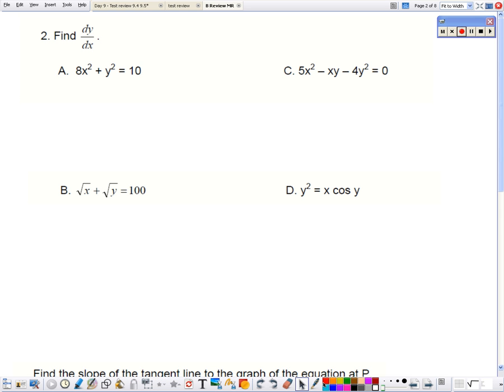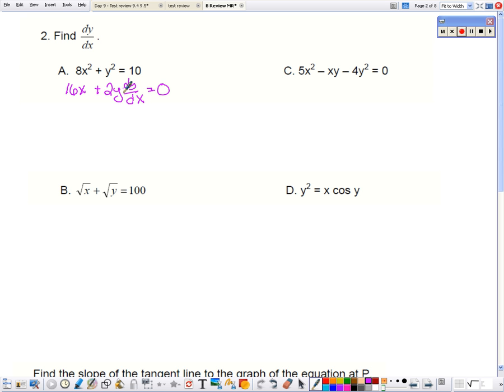Okay, so for implicit differentiation, we're going to find the derivative of y with respect to x. So anything that has the x, we differentiate like normal. I'm going to differentiate y, but anytime I take the derivative of y, I need a dy/dx. And then the derivative of 10 is 0.